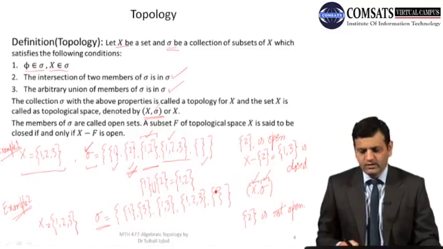Similarly, by taking complements of open sets we can obtain other closed sets as well. But if I take the complement of this set, then I will get the empty set, which is already there. So the empty set is both open as well as closed. And similarly, if I take the complement of the empty set, then I will get this set X, which is again open as well as closed. So X and phi are open as well as closed.